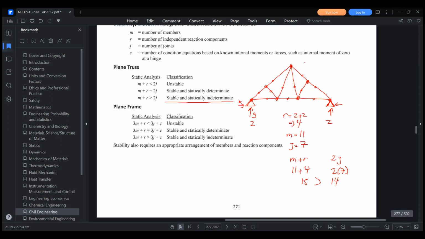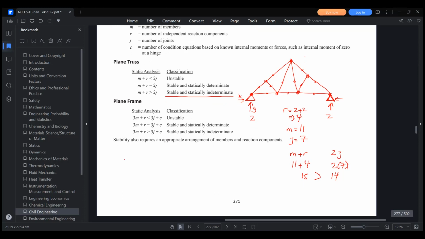Now let's give an example for frames. This may be a simple frame. For example, you may see we have a pin support and a fixed support. And for fixed supports, the only difference is you're going to have a moment also. So x, y components. So 3 unknown reactions come from here. Here again we have 2. So the number of reactions, you will get 3 plus 2 equals 5.